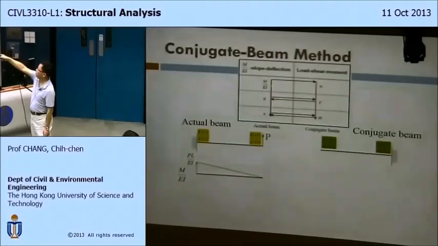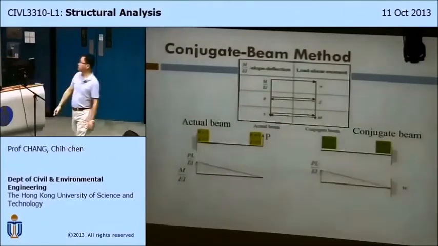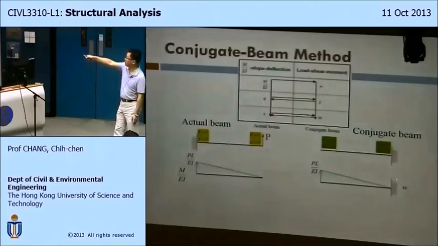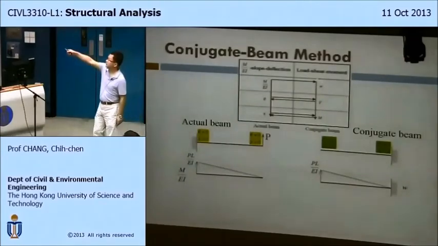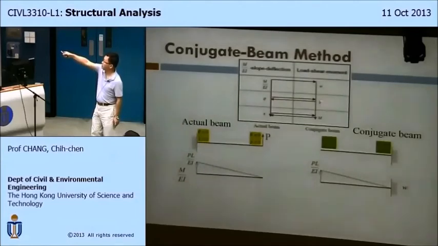Now the first condition simply means that you take M over EI, converting to loading in the conjugate beams domain. So here is the conjugate beam, and I take the M over EI from the real beam and apply it onto the conjugate beam. With that, I can calculate the shear force. I can calculate the bending moment based on this conjugate beam loading condition. So I can find shear force and bending moment everywhere in the beam.